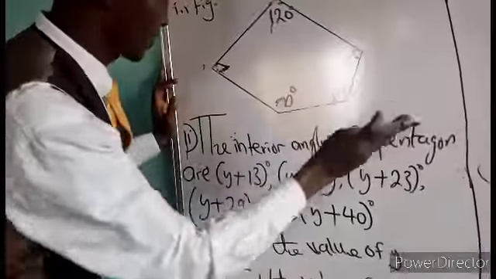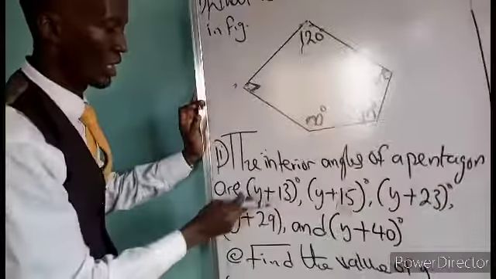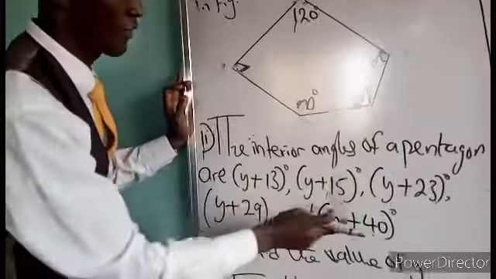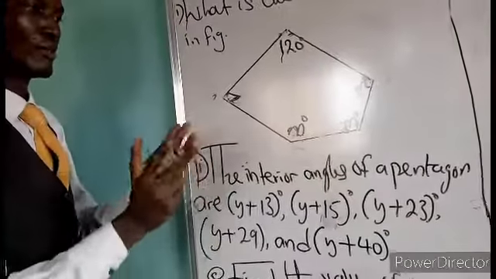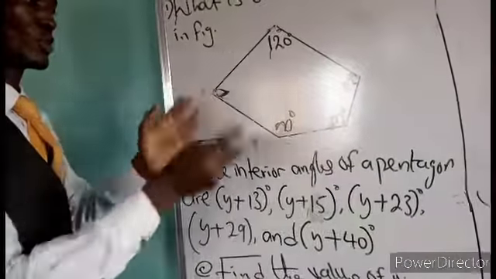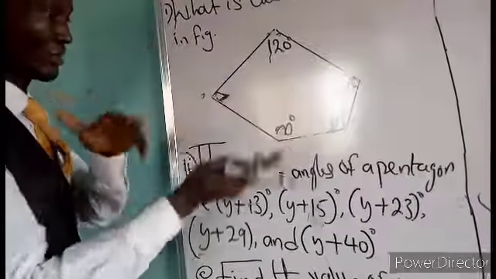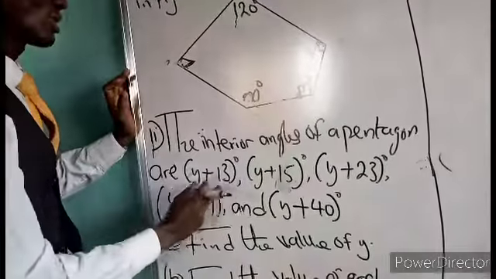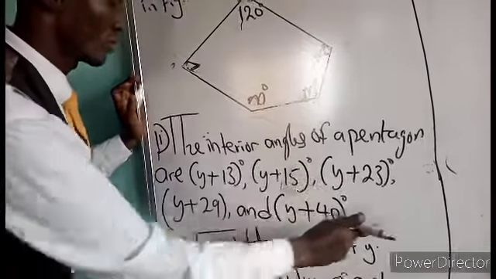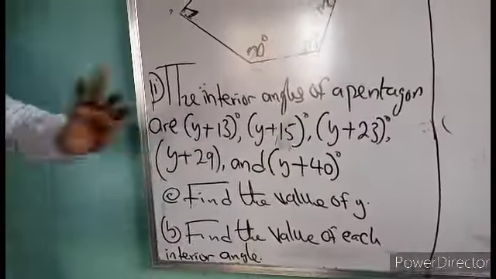The interior angles of a pentagon are these. You count 1, 2, 3, 4, 5. You are lucky, 5 sided. You use it as well to get the sum of the degrees, where n equals 5, sum equals (n minus 2) times 180, like the one at that. Use it to get the degrees, then add all this, this plus this, plus this, plus this, plus this, equal to it. Then whatever you got, you collate them together, get the value of y.